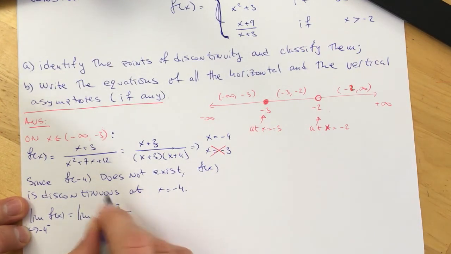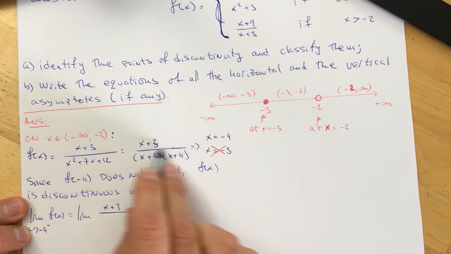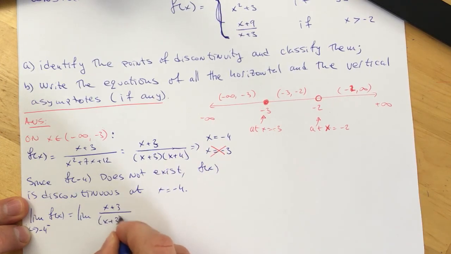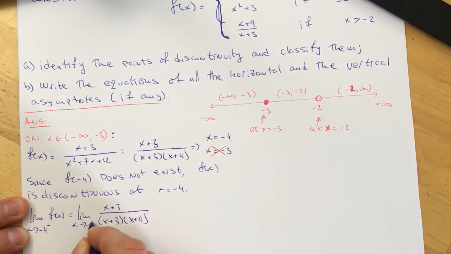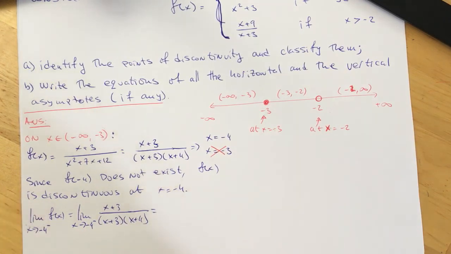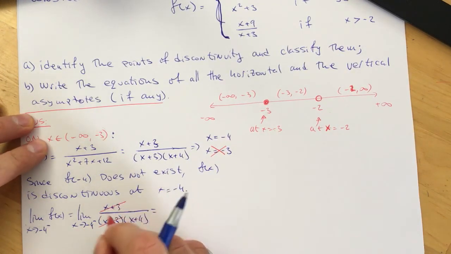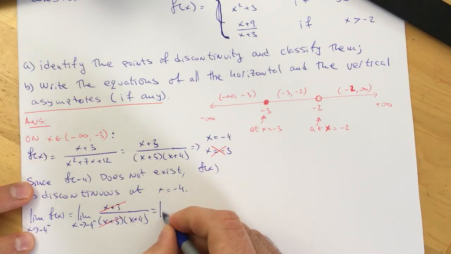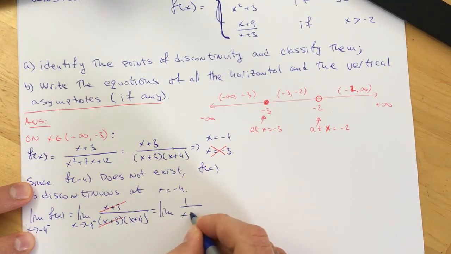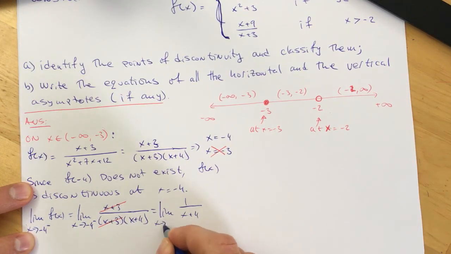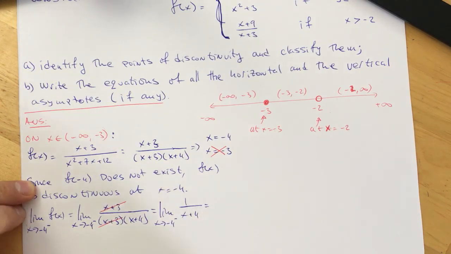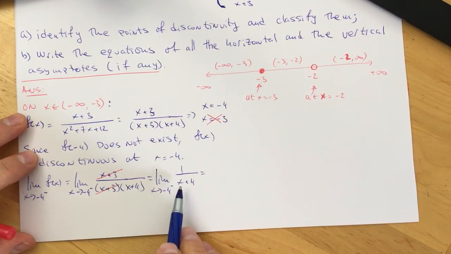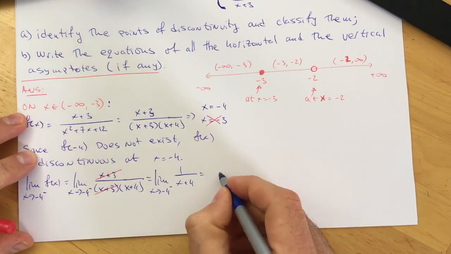X plus 3 over this denominator that was already factored, right? So that's x plus 3 times x plus 4 as x approaches negative 4 from the left. Cancel the common factor, and we are left with the limit of 1 over x plus 4 as x approaches negative 4 from the left. While the numerator stays at 1, the denominator approaches 0, that ratio will blow up to infinity.